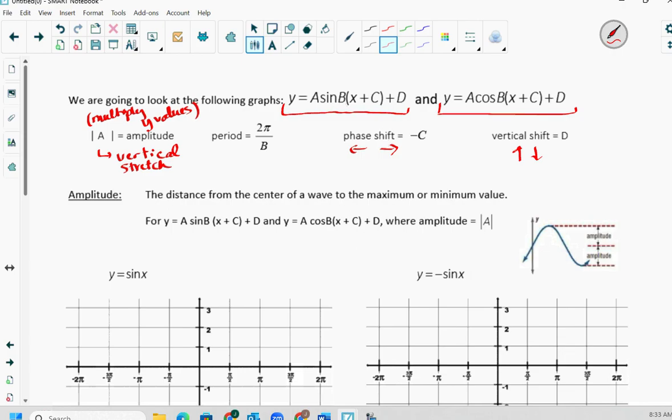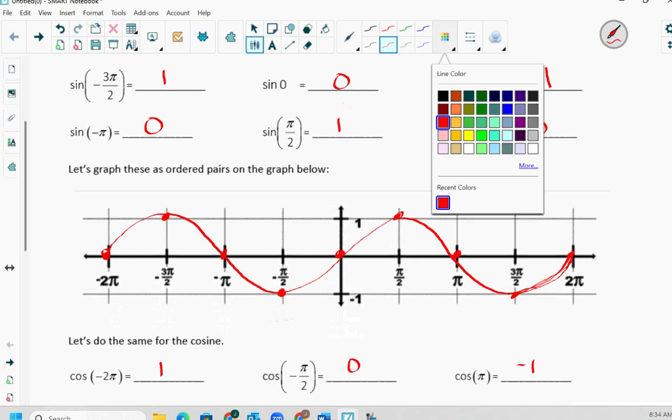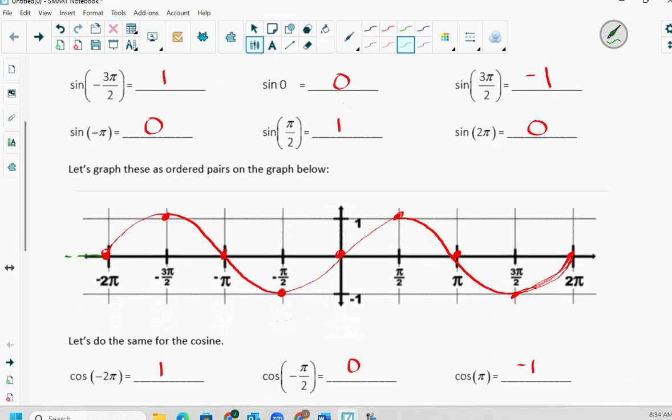This vertical shift will always equal what is called your midline. And I'll show you on the parent graph here where the midline is. The midline is exactly what it sounds like it is. It's the line in the middle. Like if I look at this sine graph, if I drew a line right on the x-axis, that is called your midline.